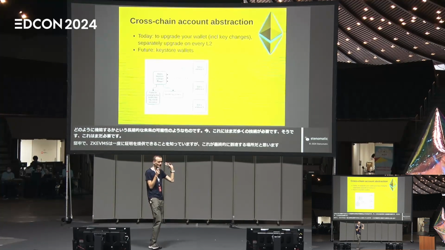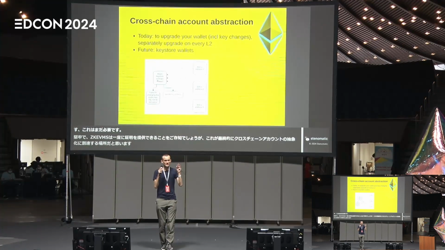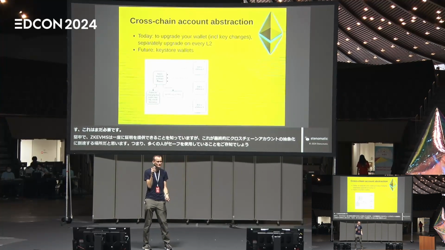Now, cross-chain account abstraction, right? So, lots of people are using Safe, right? So who here uses Safe? Good. Lots of people using Safe.